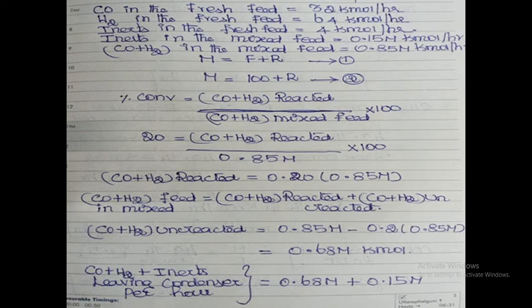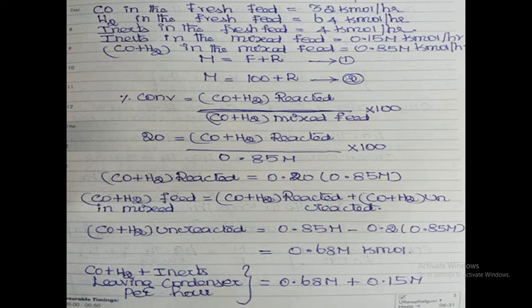What is the formula? Percentage conversion is equal to CO plus H2 reacted divided by CO plus H2 in the mixed feed, into 100. Are you clear or not? Okay. Percentage conversion is equal to 20, which is CO plus H2 reacted divided by CO plus H2 in the mixed feed. This is the given data: 15% inerts means the remaining percentage of other gases are present, CO plus H2, 0.85 times M, into 100. So from this, CO plus H2 reacted is equal to 0.20 times 0.85 capital M. Are you clear or not?